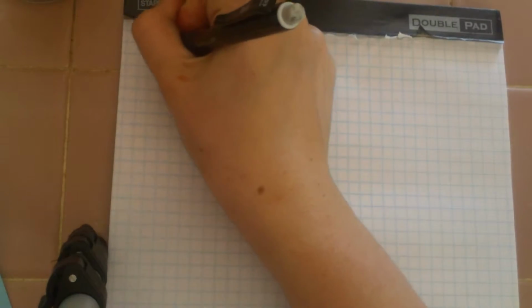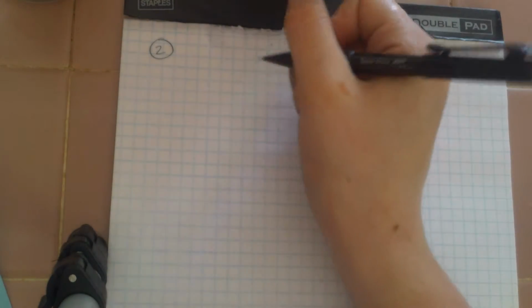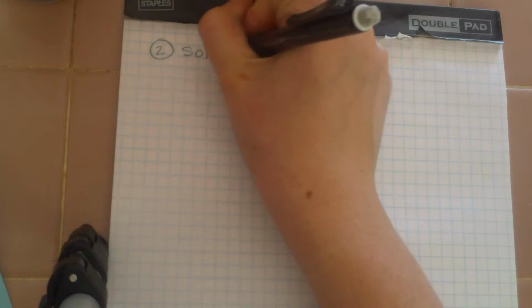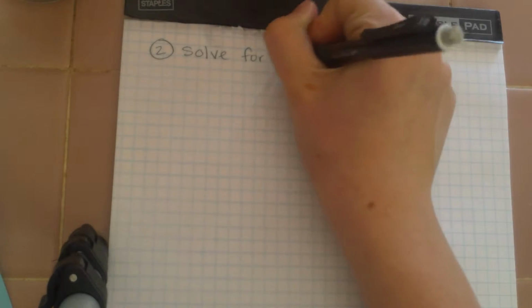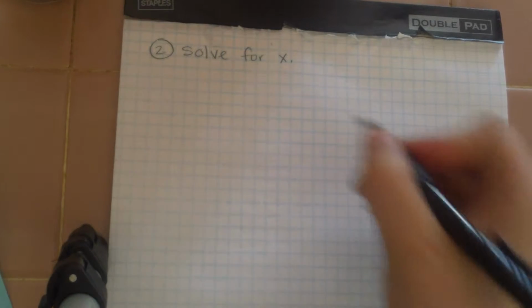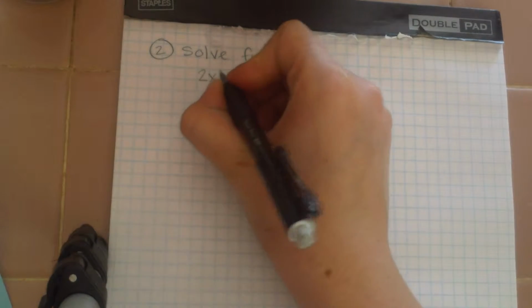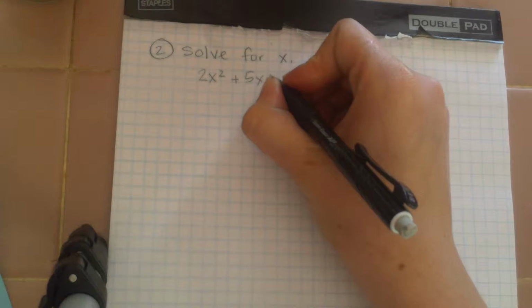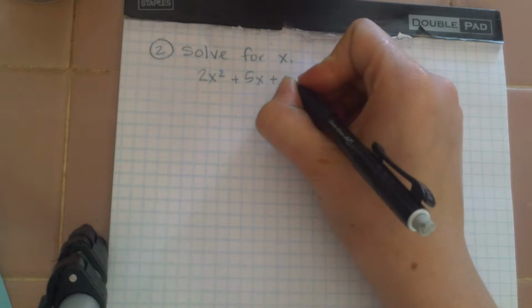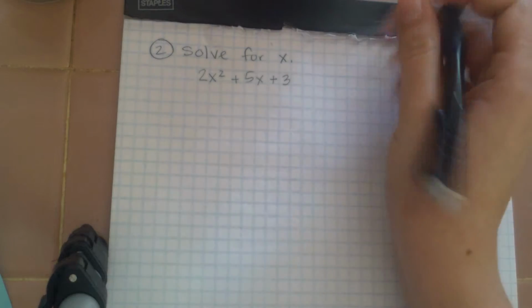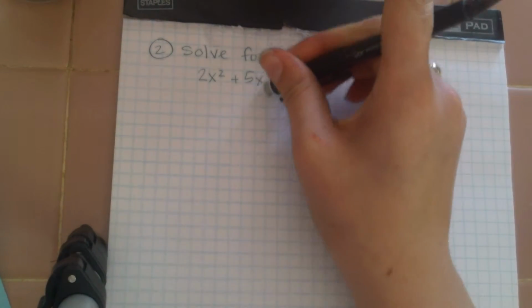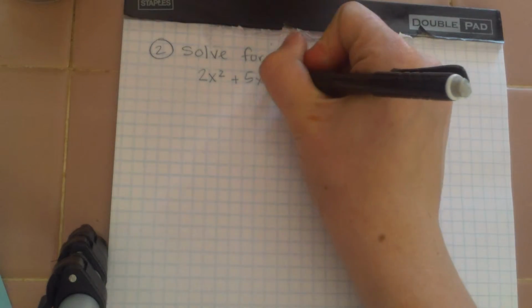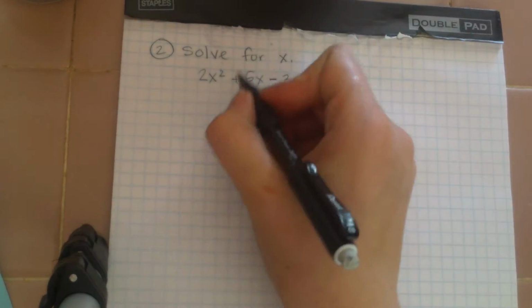All right, so we're on to number 2. These are my favorites. They are quadratics, and they say solve for x, and they have something like this: 2x squared plus 5x plus 3. Actually, no, we're going to do minus 3. That'll work. Okay.